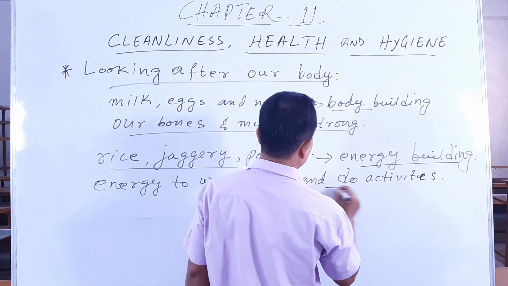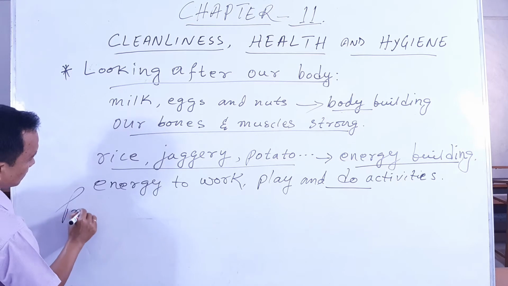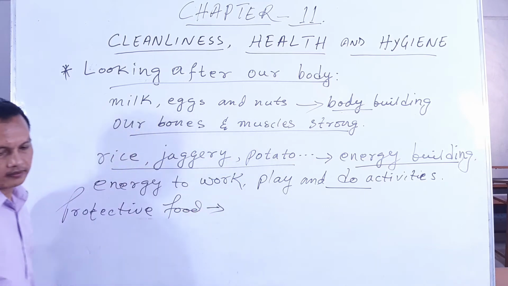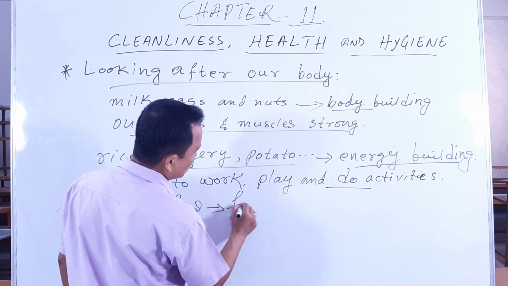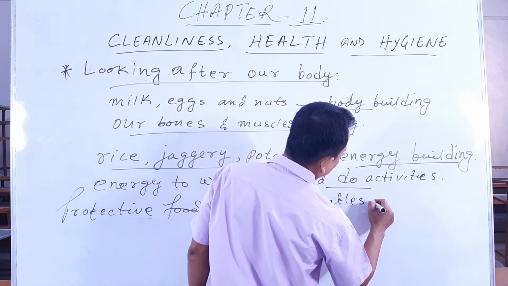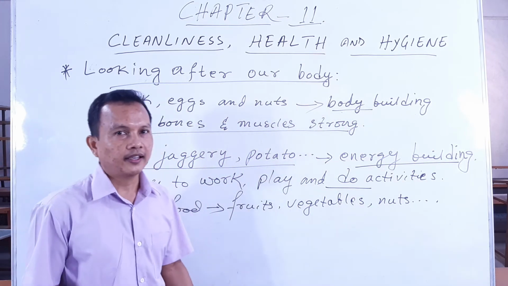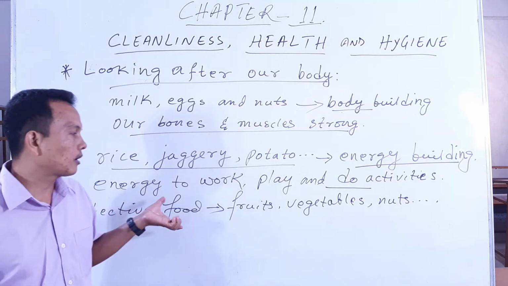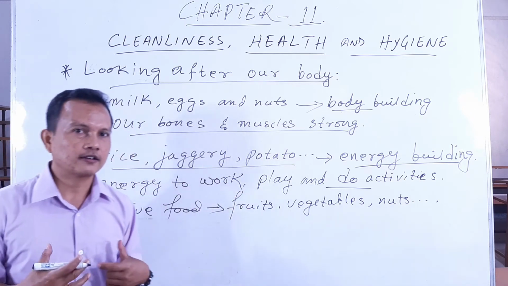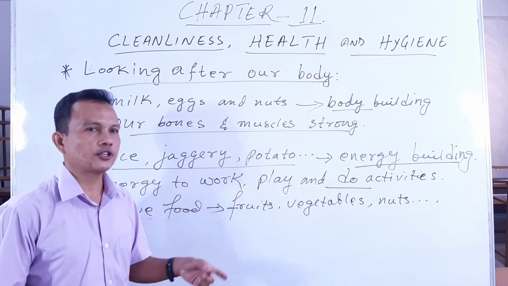Alright? So this is one. And on the other hand, protective food. It includes what? Protective foods like fruits, vegetables, nuts, etc. These are important. These are protective food because they protect us from germs which will harm your body. If we eat all this, it will protect our body from getting infection from the germs.